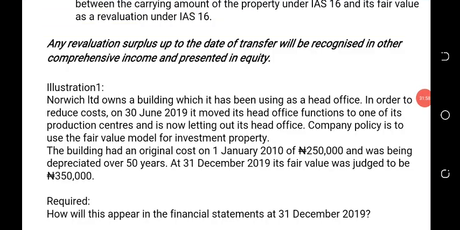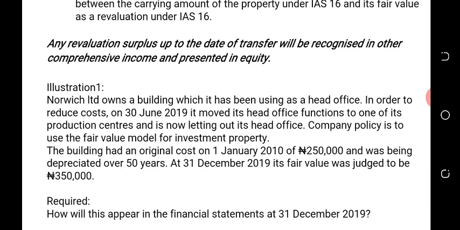So let's look at our first illustration, illustration one. Norwich Limited owns a building which it has been using as a head office. That means the building is used as a head office. A head office is for what? Administrative purpose. Remember now that the building should be treated in line with IAS 16, which is owner occupied property, PPE.